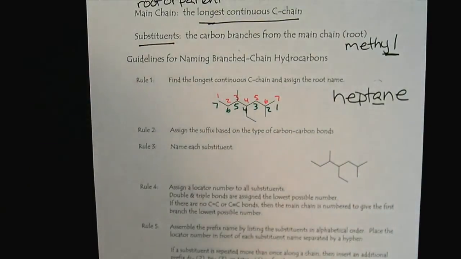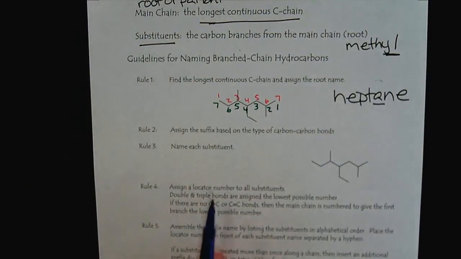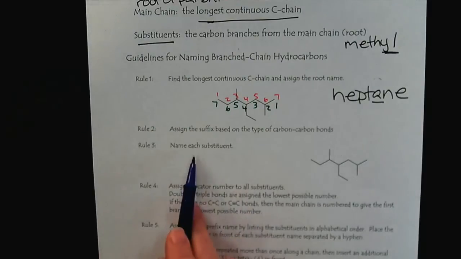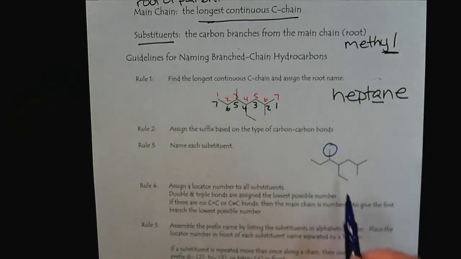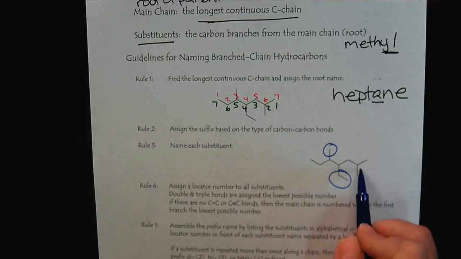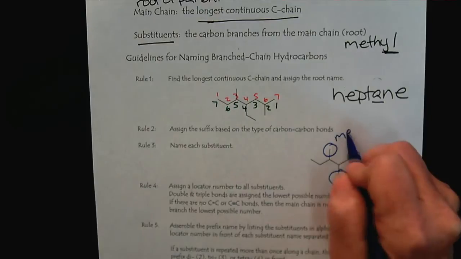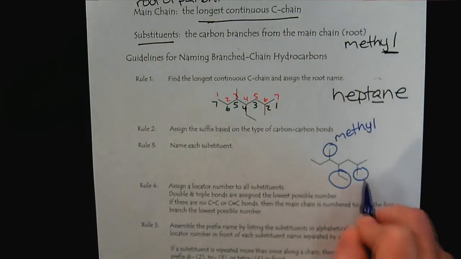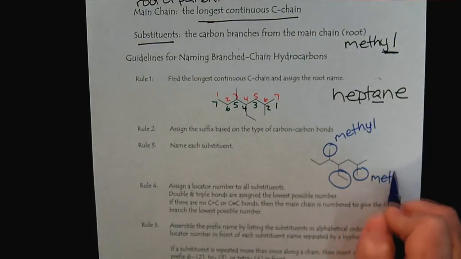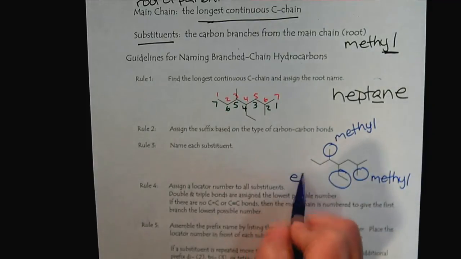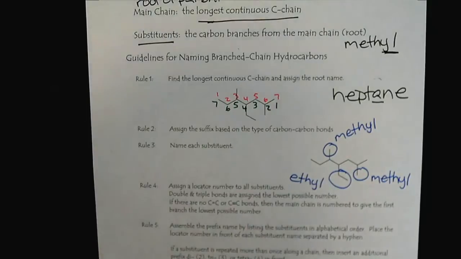So let's find our branches, okay? Right, assigning a locator number to all substituents. Let's name them first. So there's a substituent, and a substituent. So 1 carbon is a methyl. 1 carbon is a methyl, and 2 carbons is an ethyl. All right, so we've named our substituents.